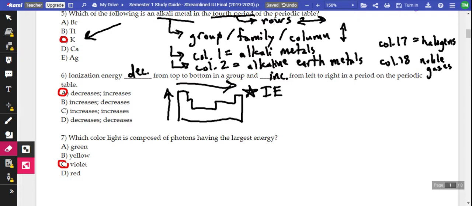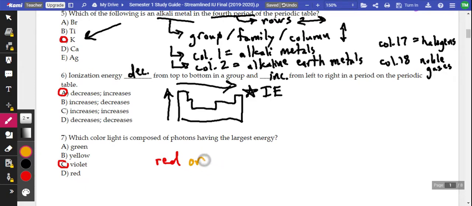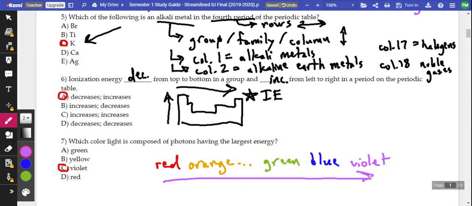Which color of light is composed of photons having the largest energy? In number 7. Well, our electromagnetic spectrum goes from, in the visible range, red to orange to yellow to green to blue to violet. I don't have my yellow color on my palette right now, so I'm just going to skip it. Green, blue, and then violet. Okay. That increases in energy going this way.